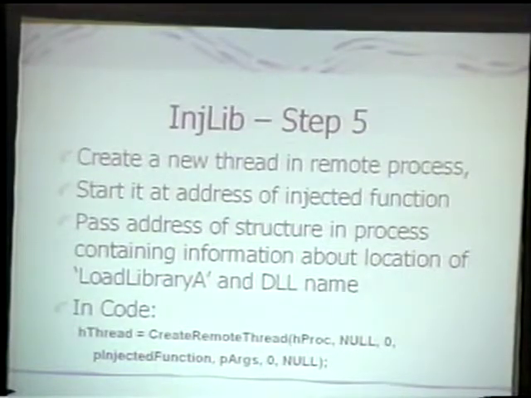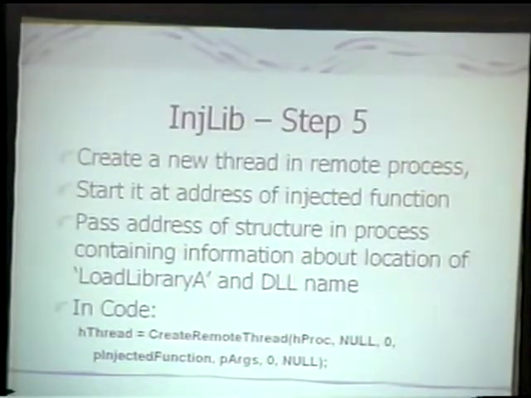And again, what we'll find is that this is really trivial under Windows, because Windows helps you out an incredible amount here. All we have to do is start this code, and pass in the address of a structure inside the process, which we put in there with the memory we allocated. And it contains information about where LoadLibraryA is and the DLL name to be loaded. So in code, Windows actually provides a function called CreateRemoteThread, and we can pass it a handle to a process, and it will actually create a thread for us inside a remote process.